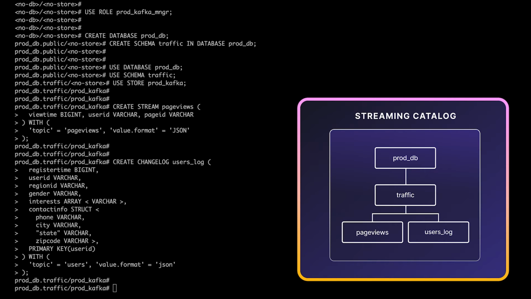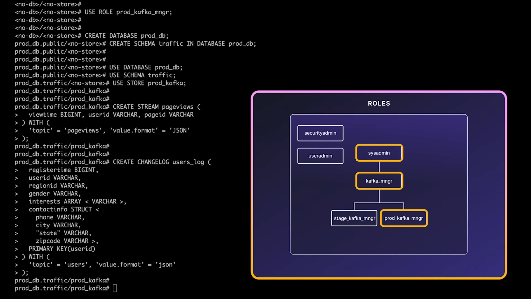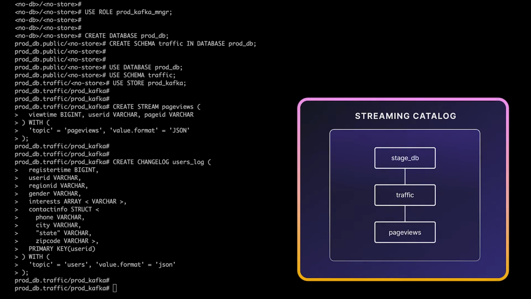Now we have our prod data all set up. Since we created the database, schema, and relations using the prod Kafka manager role, only this role and the roles above it will have access to these data objects. Let's now do the same for our stage data.